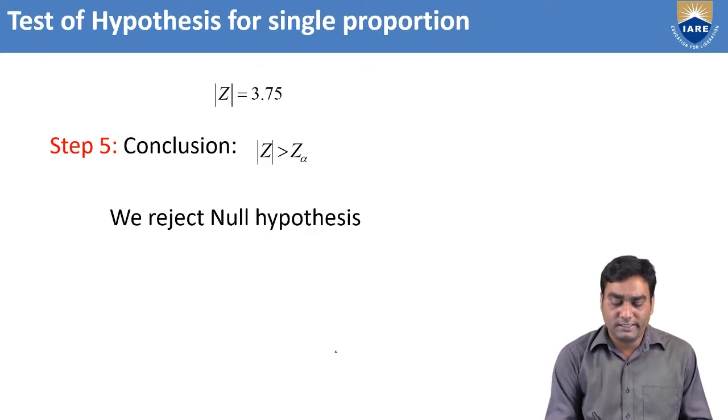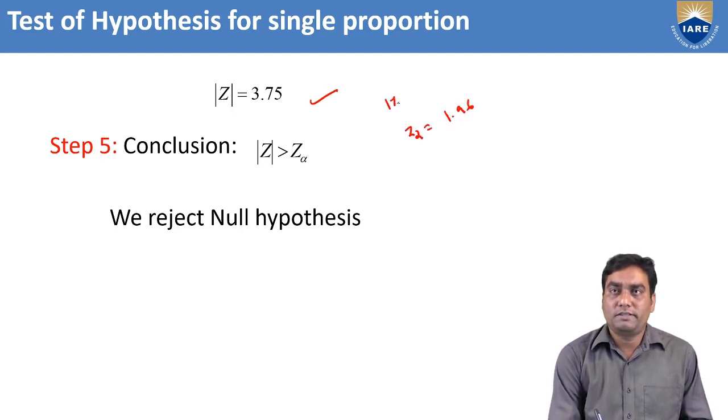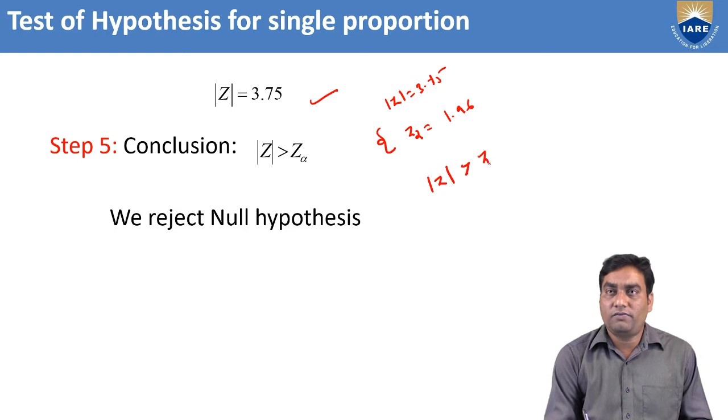You can take mod Z as 3.75 and Z alpha value we got is 1.96. According to this, mod Z value is greater than Z alpha. That means we reject the null hypothesis.